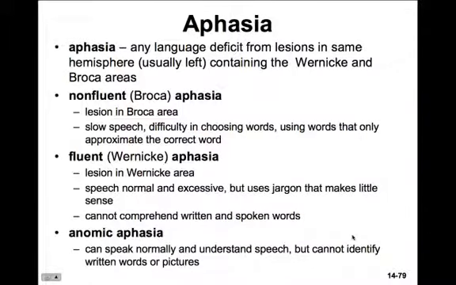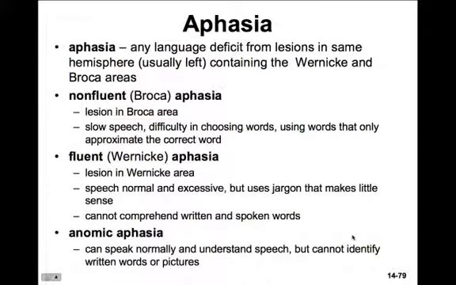Aphasia is any language deficit from lesions in the same hemisphere, usually the left, because that's where Wernicke's and Broca's areas are. Non-fluent aphasia, or Broca's aphasia, is from a lesion in Broca's area. If you think about the function of Broca's area, we'll see that slow speech and difficulty in choosing words or using words that only approximate the correct words are symptoms.